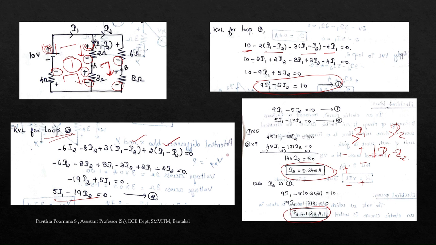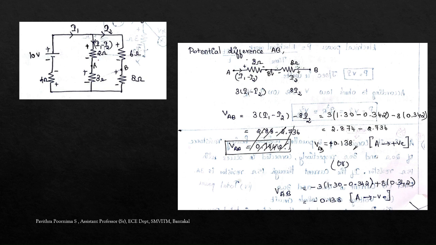And one more question is there, to find the potential difference between A and B. For that I am considering the same circuit, A and B. Here I have considered this path. A is connected to the 3 ohm resistor. The polarity on the A side is plus, and next is minus, and then here it is minus, and then plus, which is connected to B. And here nothing is there, so the voltage drop is 0 here.